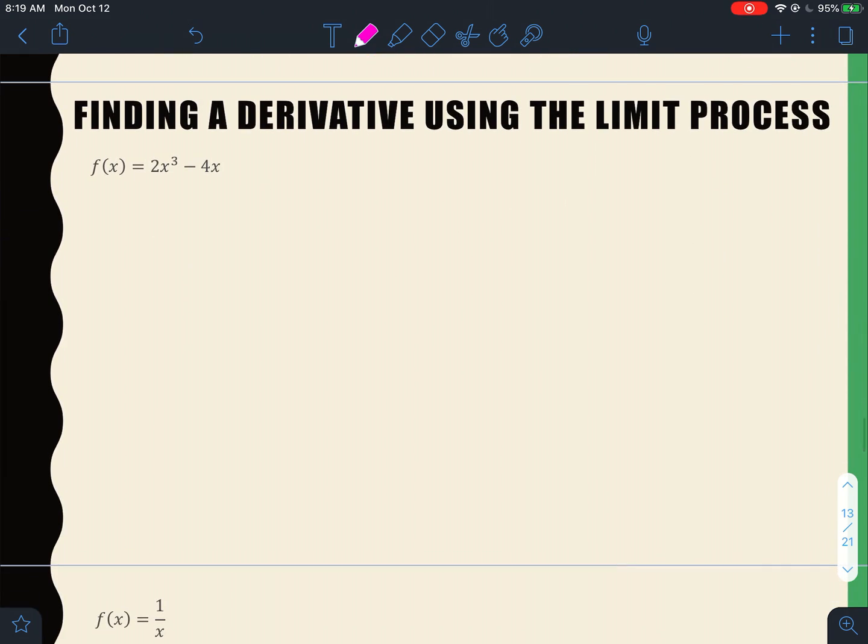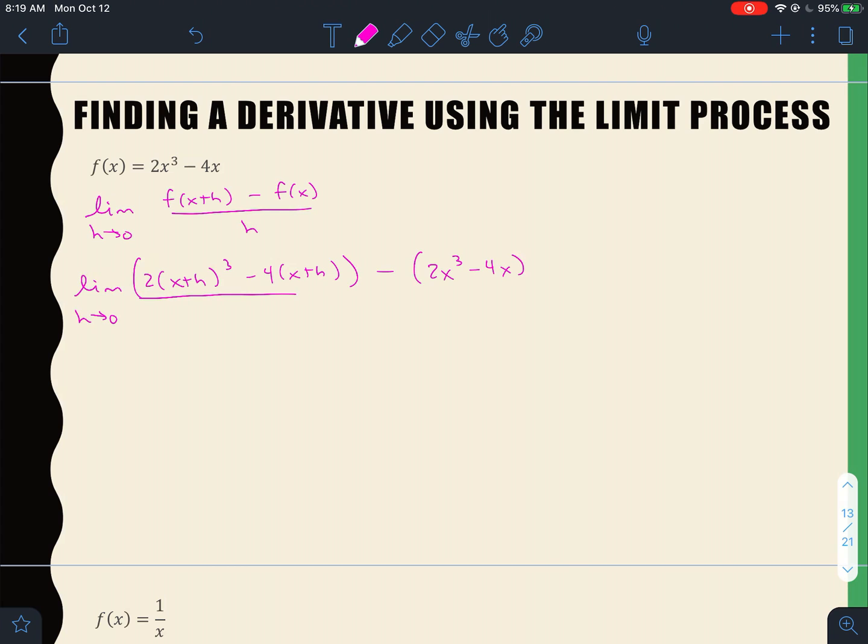All right, so let's go ahead and do this one, finding a derivative using the limit process. So now we have an x cubed. So we have the limit as h goes to 0 of f of x plus h minus f of x all over h. So it's going to be the limit as h goes to 0 of 2 times x plus h cubed minus 4 times x plus h, and then minus f of x, so 2x cubed minus 4x, all over h.